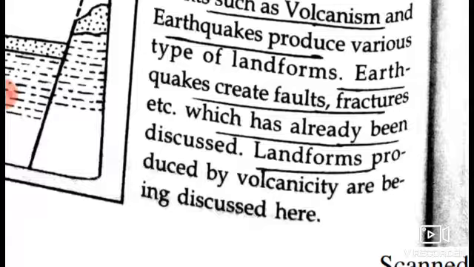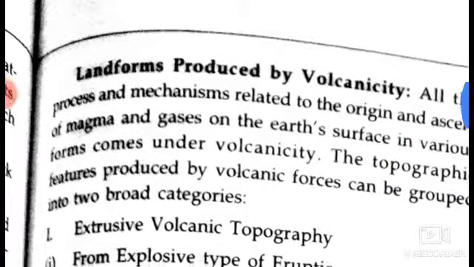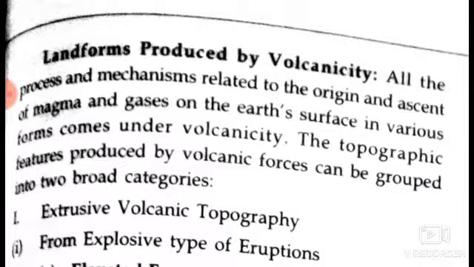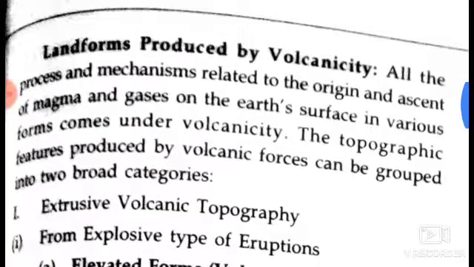Landforms produced by volcanicity are being discussed here. Landforms produced by volcanic activity: all the processes and mechanisms related to the origin and ascent of magma and gases onto the Earth's surface in various forms come under volcanicity.